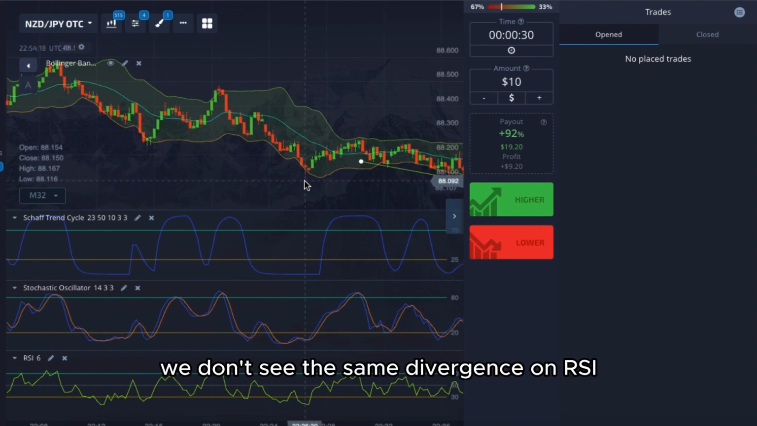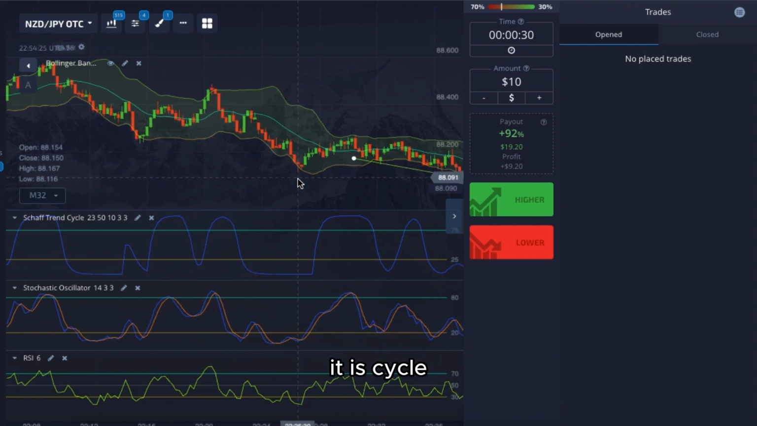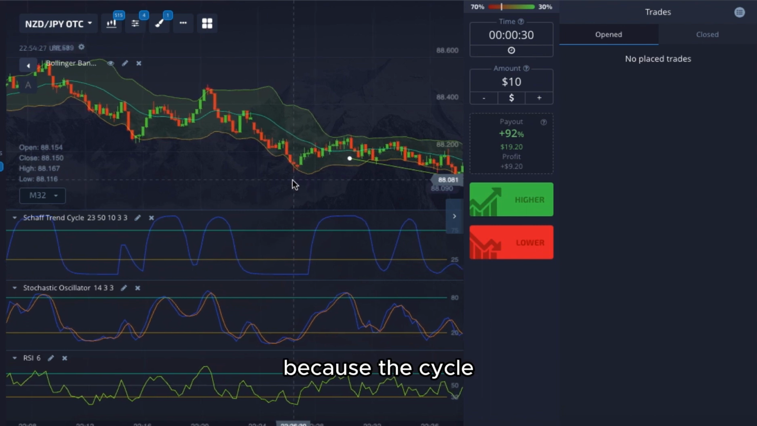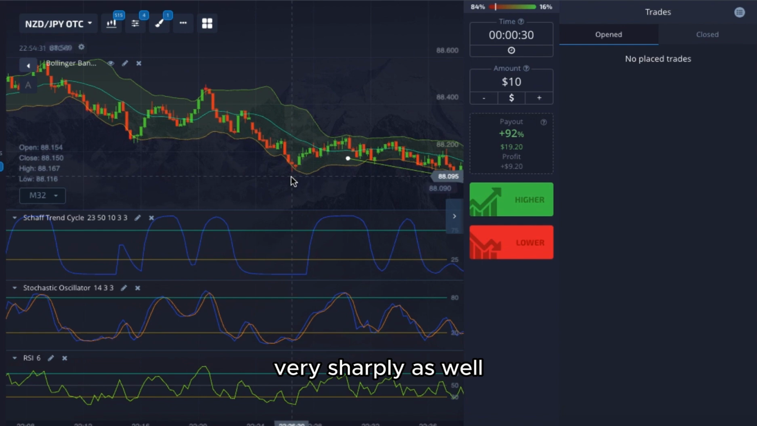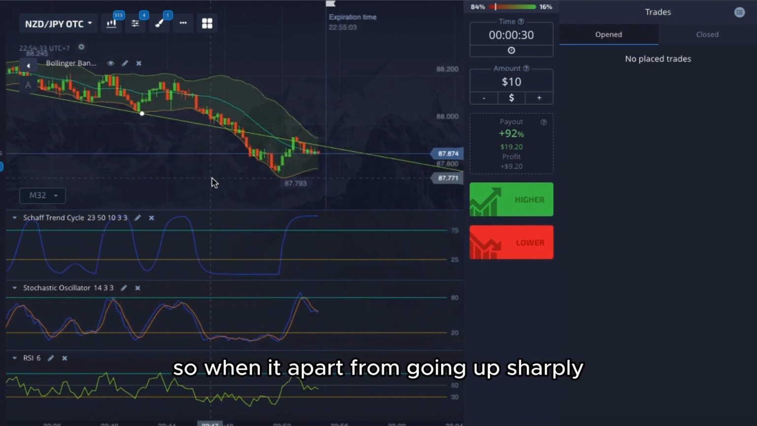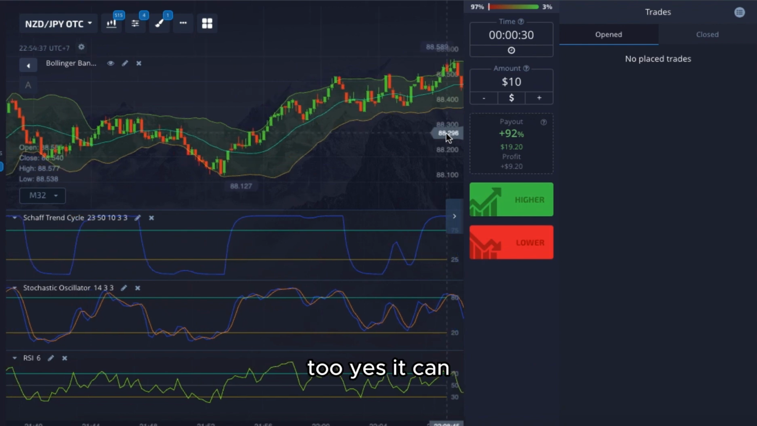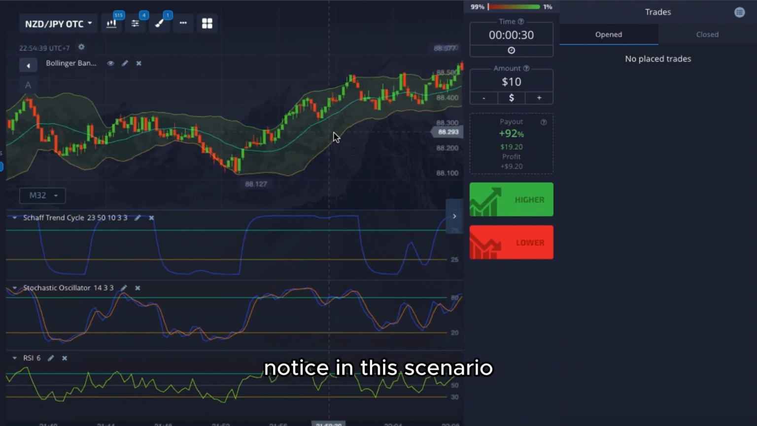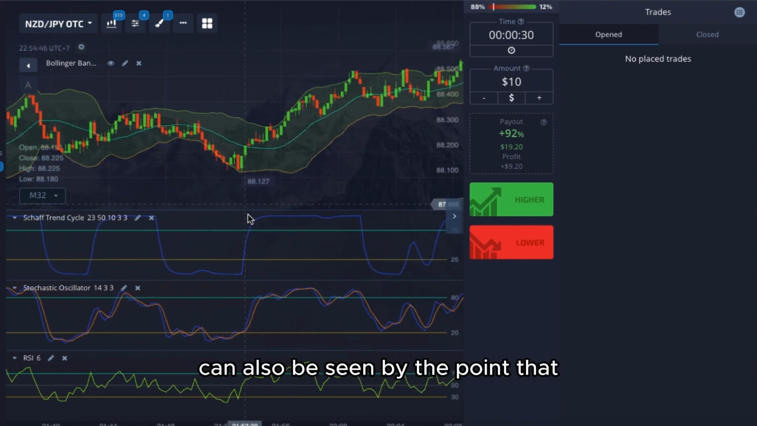We don't see the same divergence on the RSI. It's actually still making a lower low. On the Schaff Trend Cycle, it is a cycle. Okay, the cycle, it is pulling a straight, and when it came up, it came up very sharply as well. So apart from going up sharply, can it come down sharply too? Yes, it can. Notice in this scenario there was a long drawn uptrend.